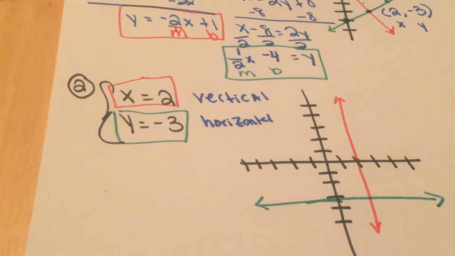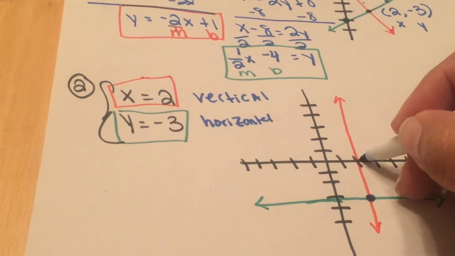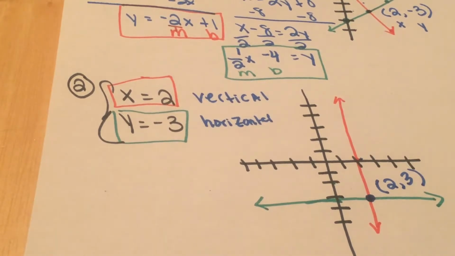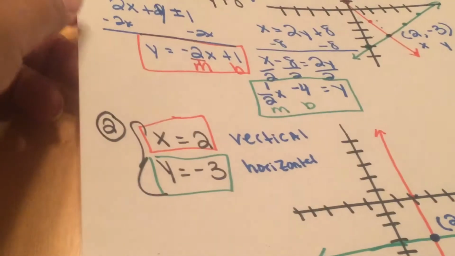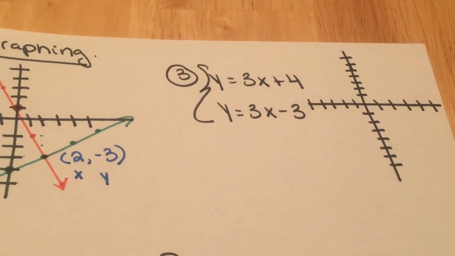But what we notice is those two lines, again, will intersect. And they intersect right here at this point, 2, -3. Again, that's going to make both of these equations true, so we're good to go. Love vertical and horizontal lines. I love example 3. This is my favorite example.